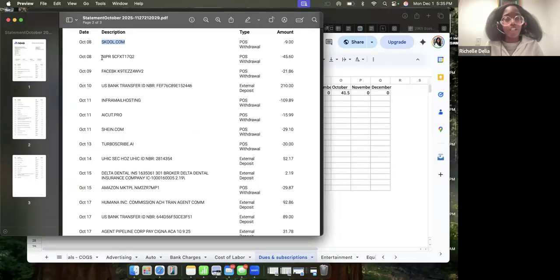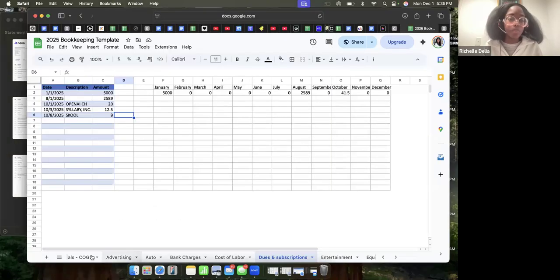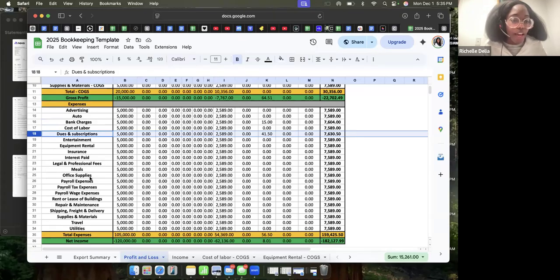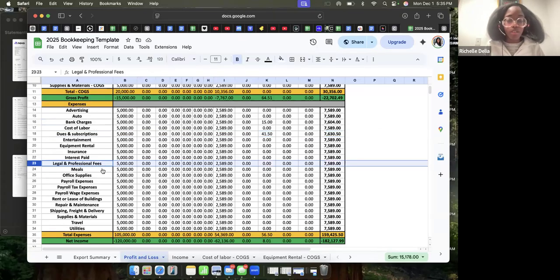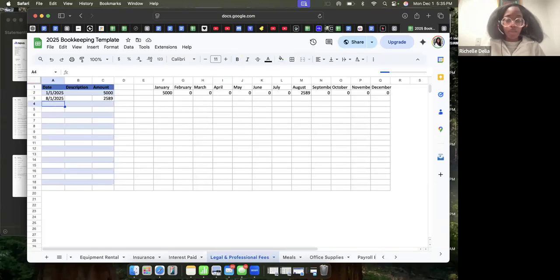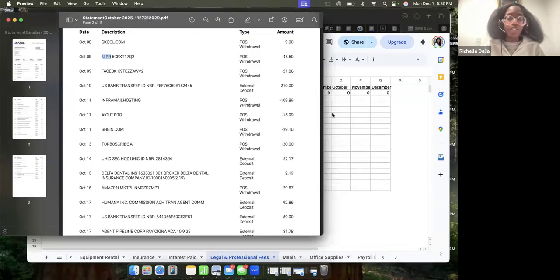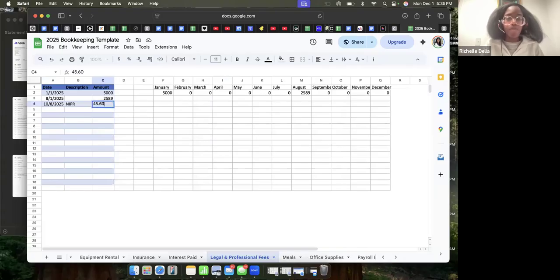Then I got a charge. I have an insurance license, and I needed to get another license in a different state. So I got charged by the National Insurance Personnel Registry on October 8th. I would consider that to be a professional fee. So I'll go over to legal and professional fees. And that was October 8th. And that charge was $45.60. Okay.